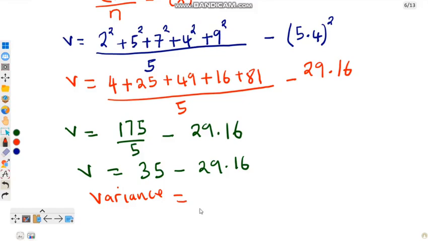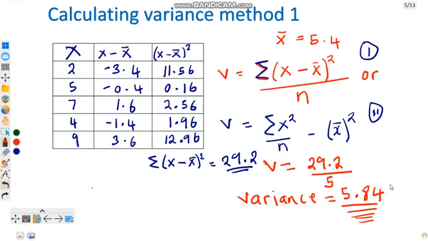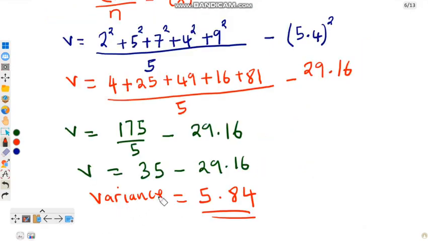is equal to, so we can just subtract where we say 35 minus 29.16. This will give us 5.84. So this is our variance. Let's see if it's the same with our first one. You can see even using method 1 we found 5.84. Again, even using method 2 we have found the same answer, 5.84.